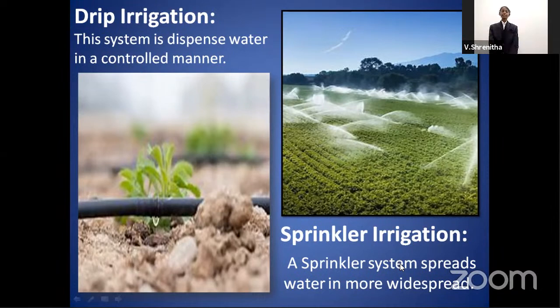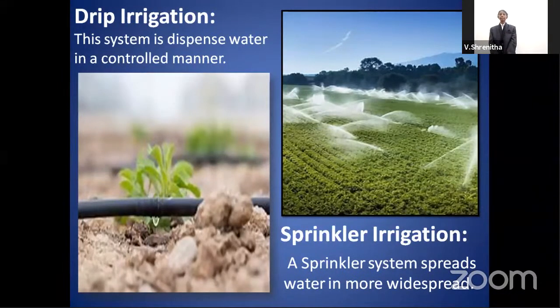So the sprinkler irrigation system is also the same, where we can make sure there is no wastage of water. But in this system, the water is sprayed. It sprinkles the water. Same technology, but here it sprinkles the water. A very good one.